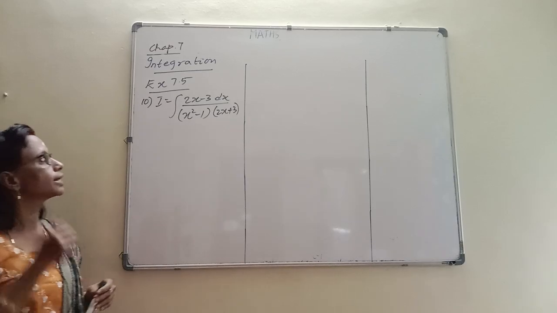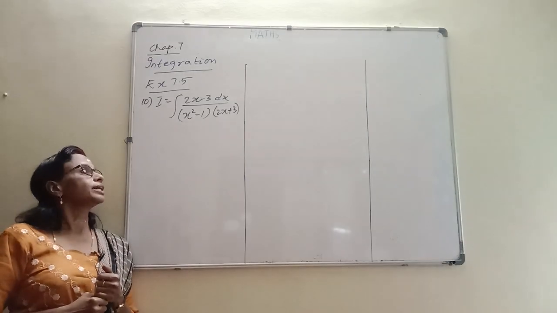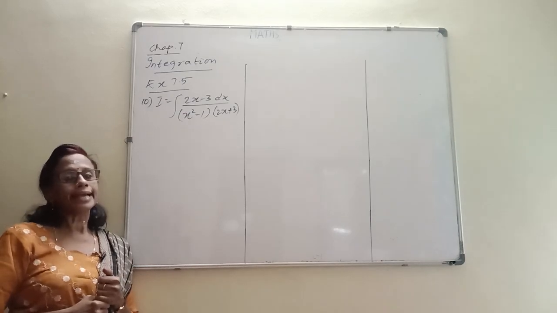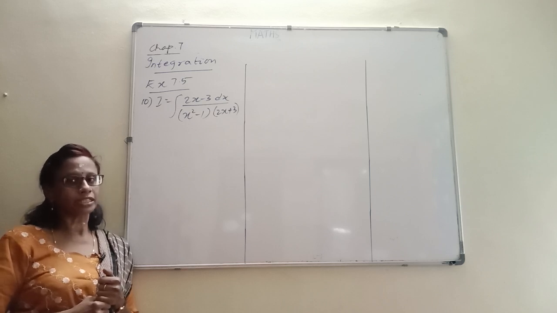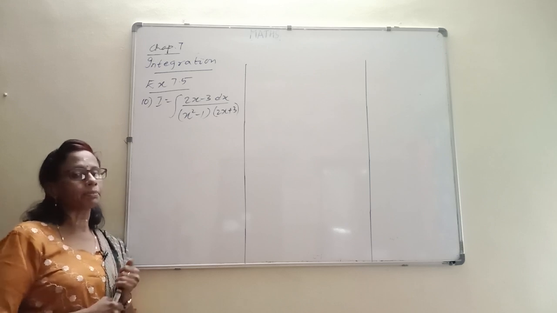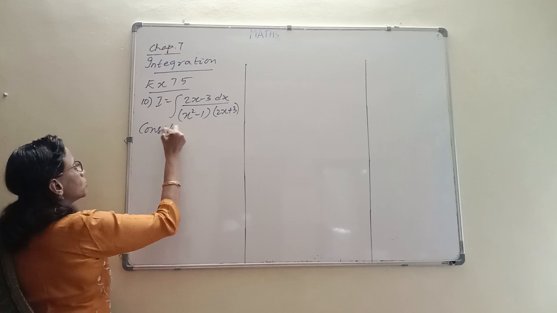As such, it looks like there is a quadratic and a linear in the denominator, but the quadratic is of the type a squared minus b squared. So it can very well split in the form a minus b into a plus b, and that way we can get it simplified. So let's see how we can simplify this, and then we can check the partial fraction that we can apply over here.